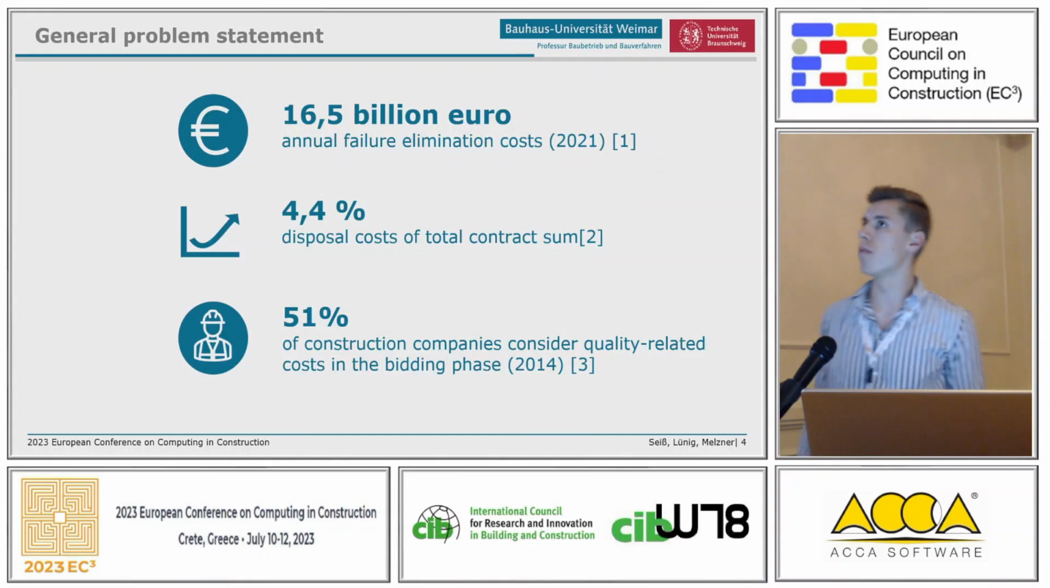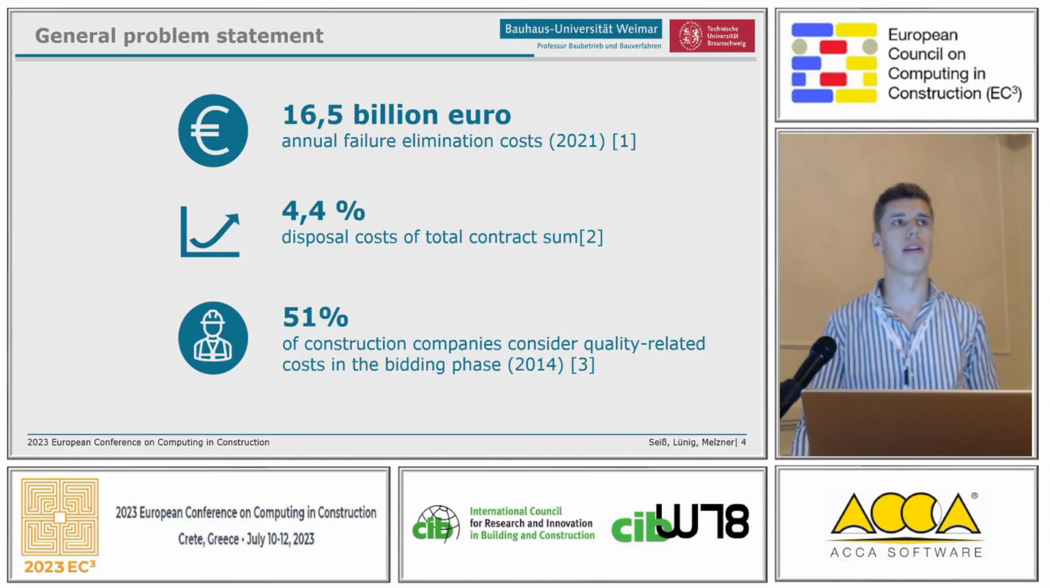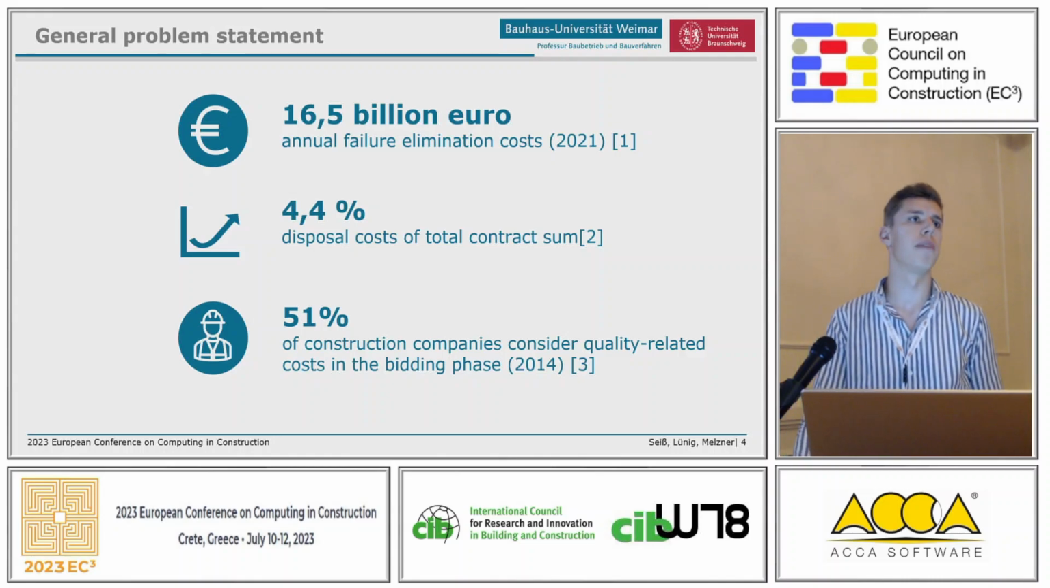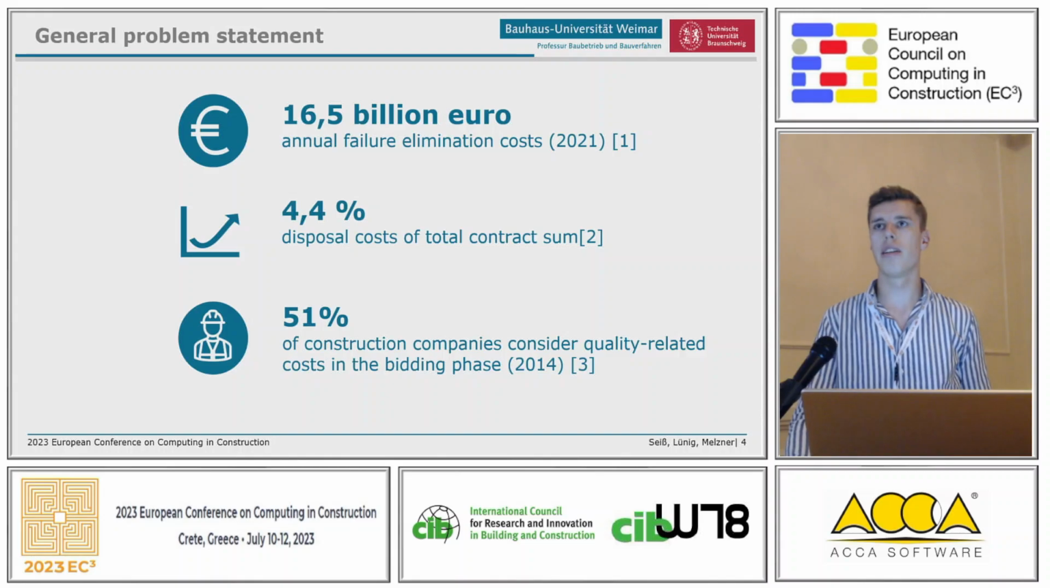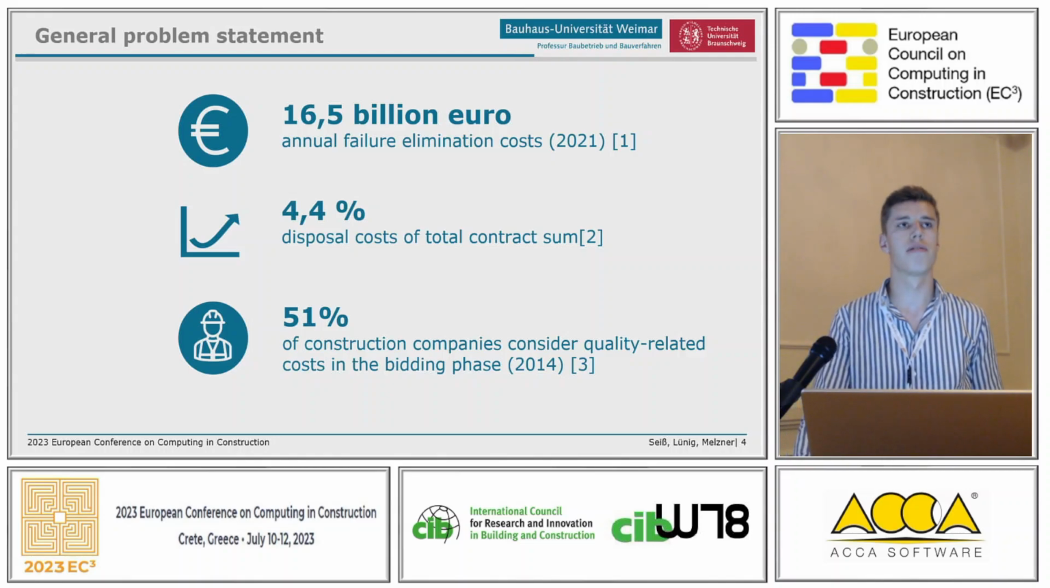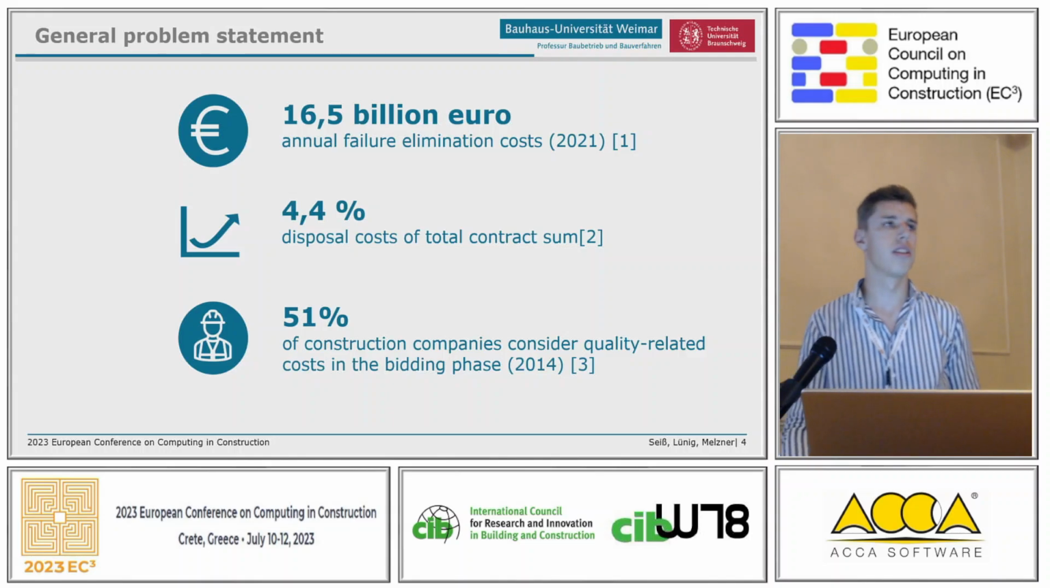What's the aim? Why should we have a closer look at quality-related costs? In Germany, in the year 2021, we had 16.5 billion euros of annual failure elimination costs. That means these costs result from failures and defects in construction. Transferred to a project, this means that 4.4% of a project are costs for disposal.